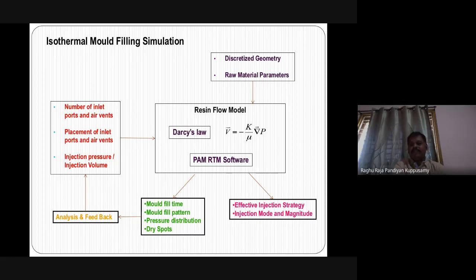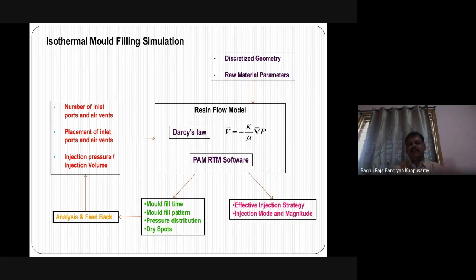What we have to supply is the discretized geometry and raw material parameters such as cure kinetics as well as viscosity, rheokinetics, which is viscosity modeling. Then, the things you have to feed are the number of inlet ports and vents. I have to fix the inlet ports and vents in the mold, so that is fed by the user. First, I have to decide the number of inlet ports and the number of outlet vents, then where I will be placing them, and whether I am going to inject the resin in pressurized mode or constant volume mode.